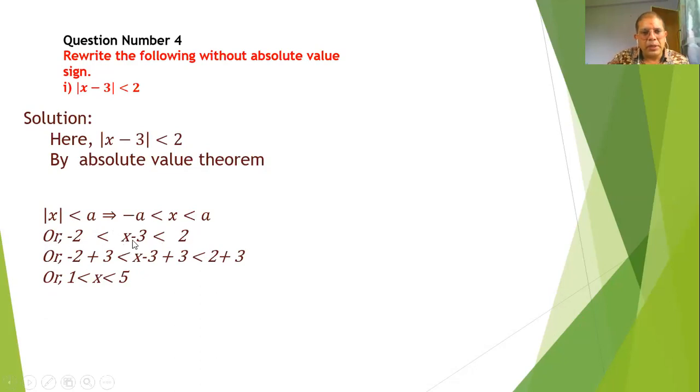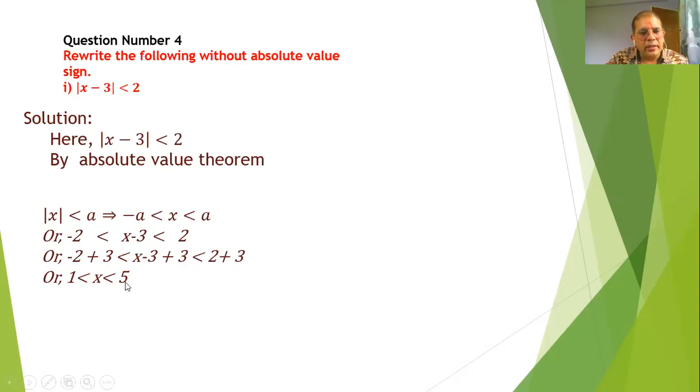Now remove this 3. Here is a minus sign. To remove this minus, you should add +3. So +3, +3, +3. It is -2 +3, x minus 3 +3, and 2 +3. You should add 3 on all sides. Then you'll get 1 is less than x is less than 5. So this is your required answer, which is without the absolute value sign.